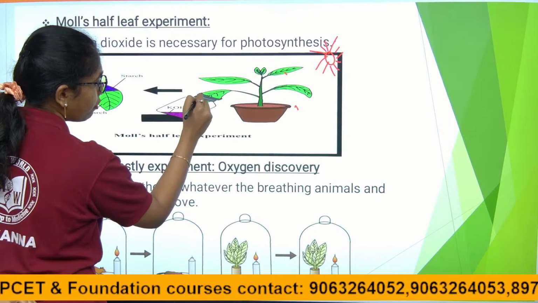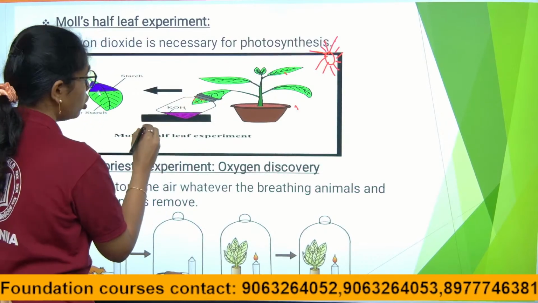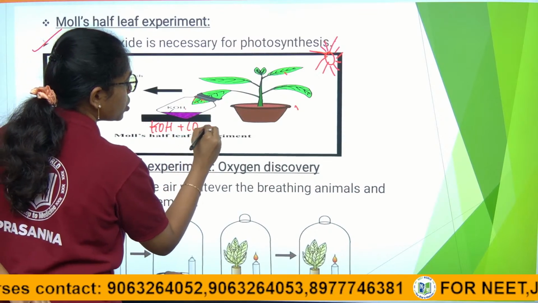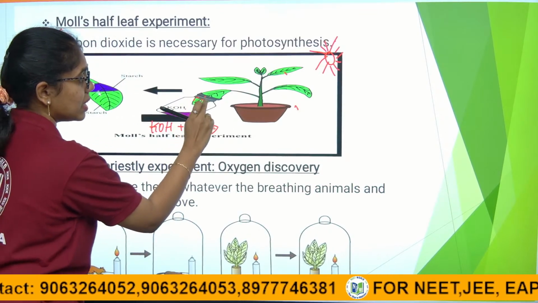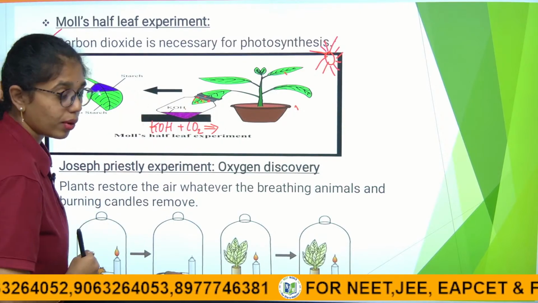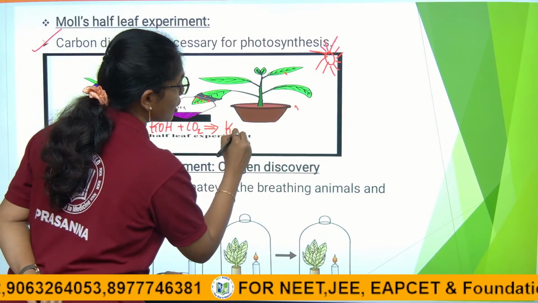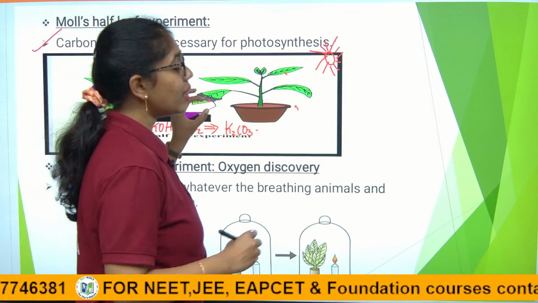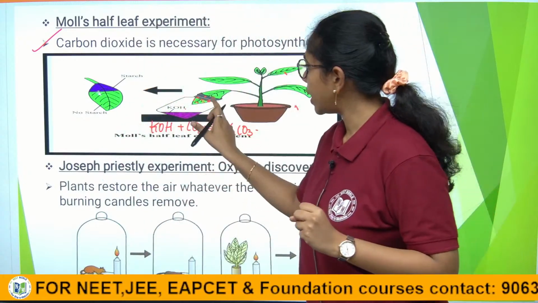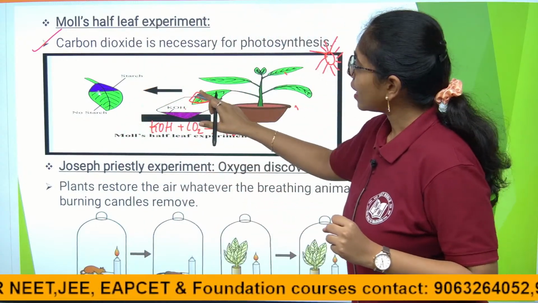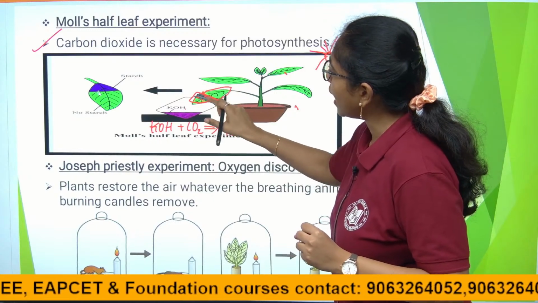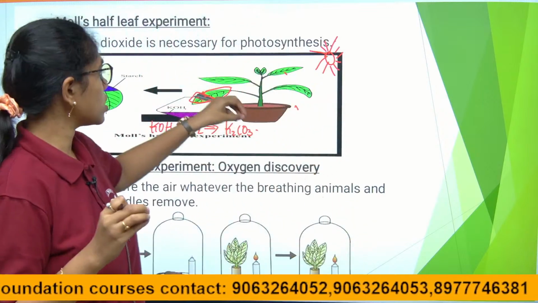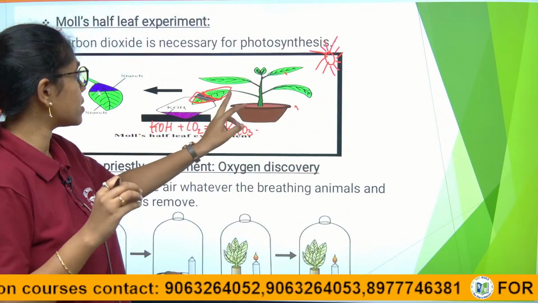In this half leaf, whichever is immersed in the KOH solution, the carbon dioxide interacts with the KOH and forms potassium carbonate. It takes away the complete carbon dioxide present in this half of the leaf, and the rest of the leaf which is in the air will happily conduct photosynthesis, because carbon dioxide is present in the cells of this half leaf.